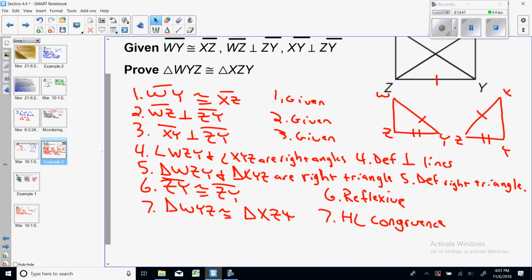You don't see a lot of hypotenuse leg proofs. They do exist. A lot of times you'll end up using side angle side instead with right triangles. But this is an example of a hypotenuse leg proof. And like I said, they're not really easy to find. So it's not something that you're going to use a ton of, but you will see them from time to time.